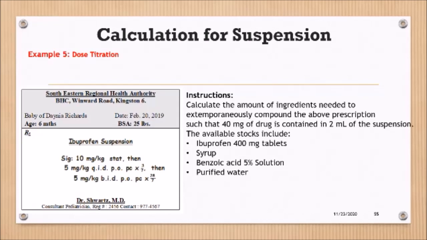So the instruction says that we are to calculate the ingredients necessary to compound this prescription, and they didn't give a master formula, but what they gave was the concentration of 40 milligrams in every 2 mL, and the available stock is going to be ibuprofen 400 milligram tablets, syrup, benzoic acid 5% stock solution, and purified water.